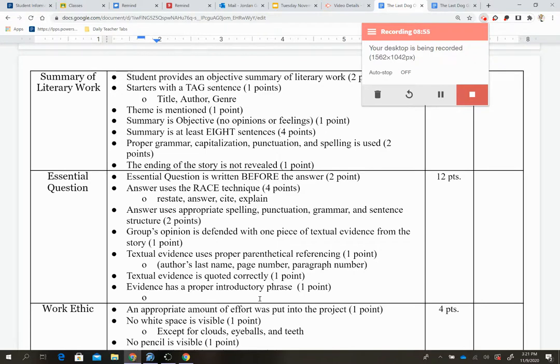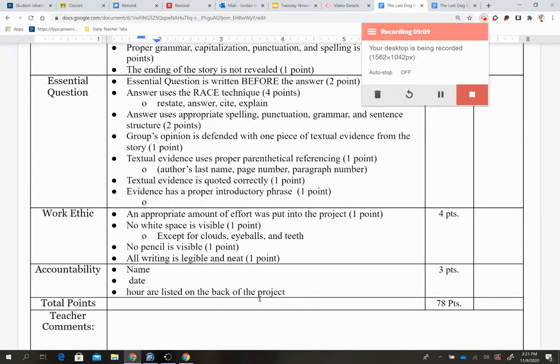So like, the text states, or in The Last Dog, the author says. Those would be examples of how to make sure that you are quoting or using a proper introductory phrase. Then work ethic. An appropriate amount of effort was put into your project. That's 1 point. There's no white space visible. 1 point. Now remember, clouds, eyeballs, teeth, all of that's acceptable.